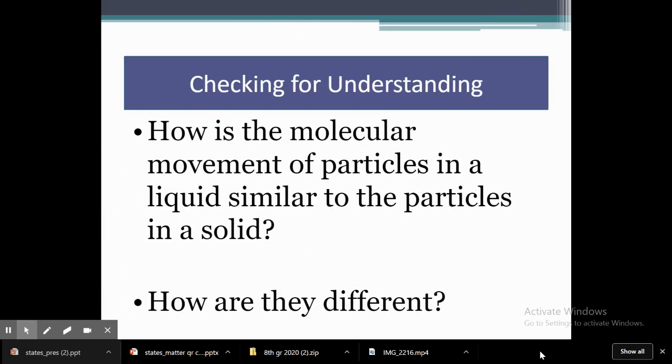Checking for understanding. How is the molecular movement of particles in a liquid similar to the particles in a solid? How are they different?